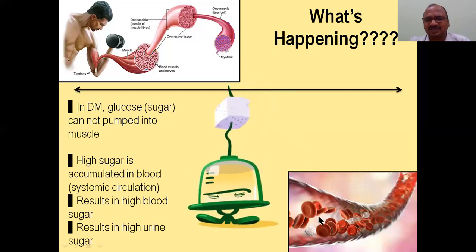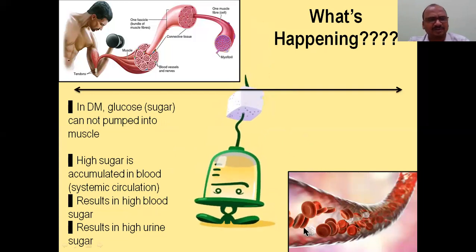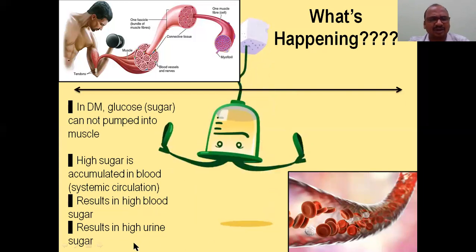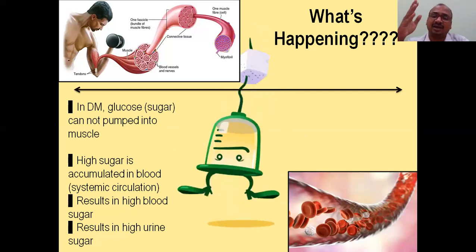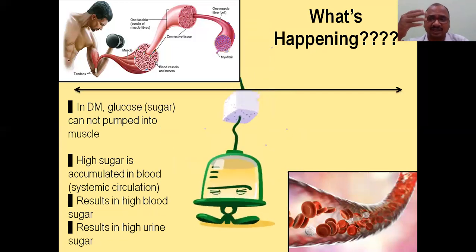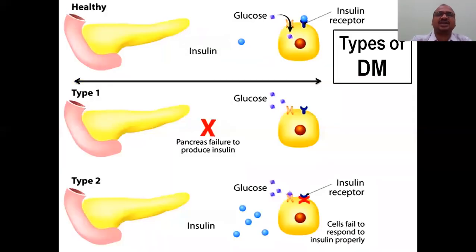Okay, so high sugar is accumulated in the blood. So in the systemic circulation, you will get a high blood sugar. This is a muscle. This is the systemic circulation. The body is trying to pump, which results in high blood sugar. So whenever there is a high blood sugar, automatically in the urine also, because all the blood flow will go to the kidney, from the urine also you will get a high sugar. Okay, that was the problem.